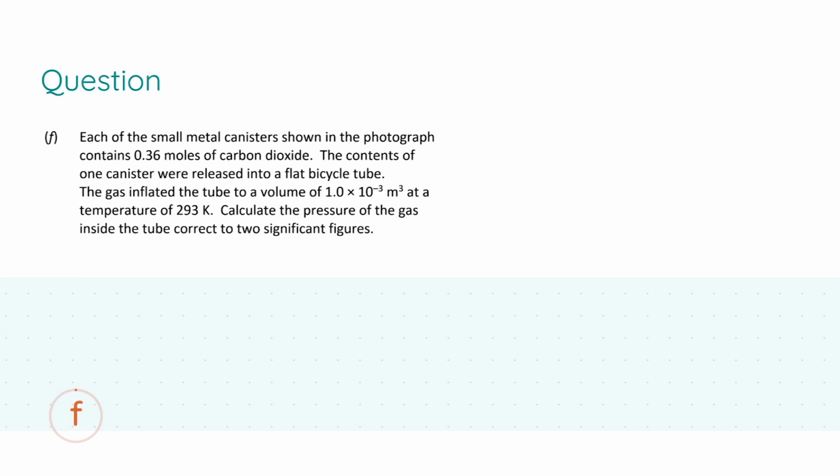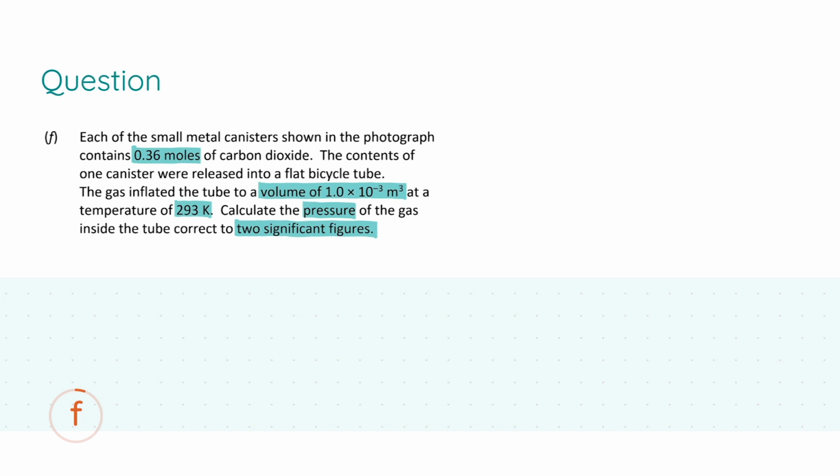So this question is based on the gas chapter, and it is a calculations question. You're trying to calculate the pressure. We're told that each of the small metal canisters shown in the photograph in the exam paper contains 0.36 moles of carbon dioxide. The contents of one canister were released into a flat bicycle tube, and the gas inflated the tube to a volume of 1 multiplied by 10 to the power of minus 3 meters cubed at a temperature of 293 Kelvin. We're asked to calculate the pressure of the gas inside the tube, correct to two significant figures.